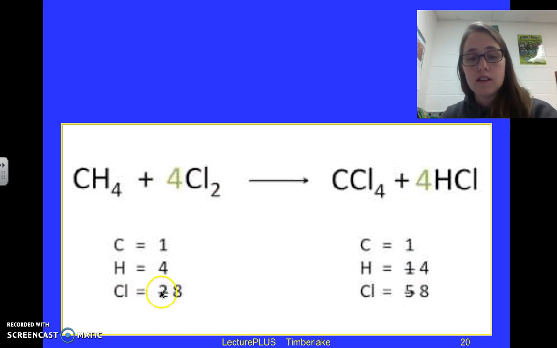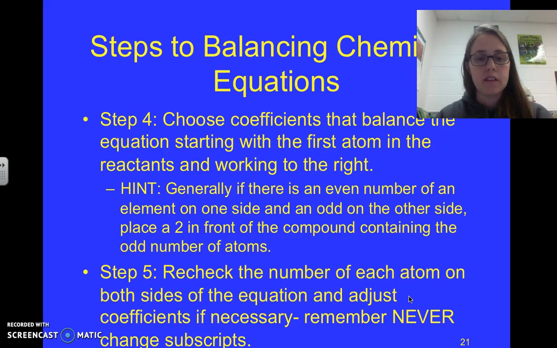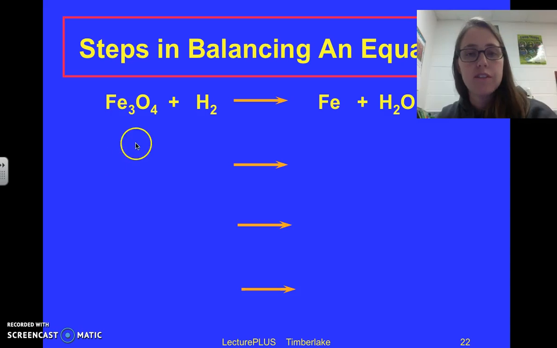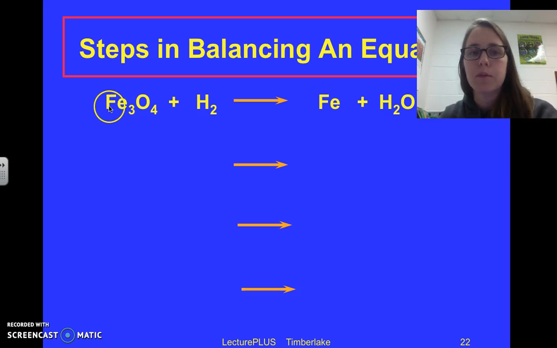8 chlorines, 4 plus 4 is 8 chlorines. That is a balanced equation. So we're going to practice. Okay, the very first thing, remember, is we'd take these and we'd write them all down.